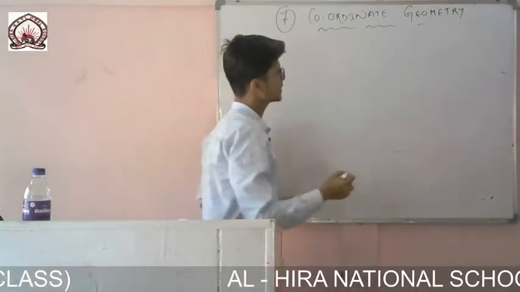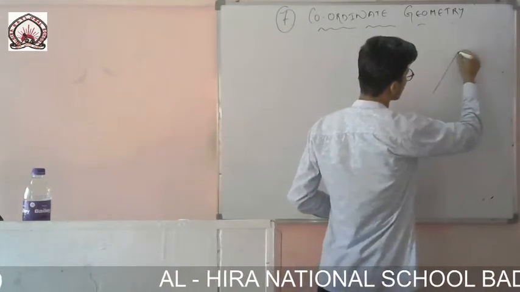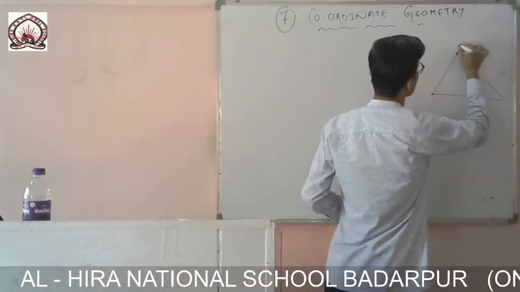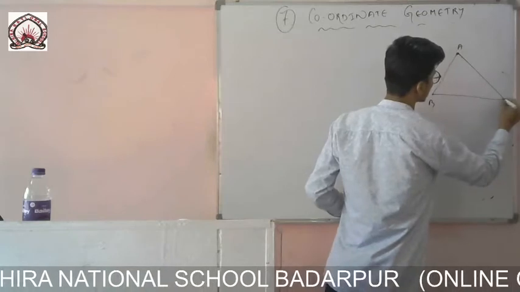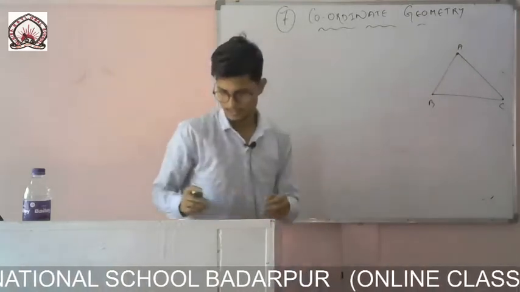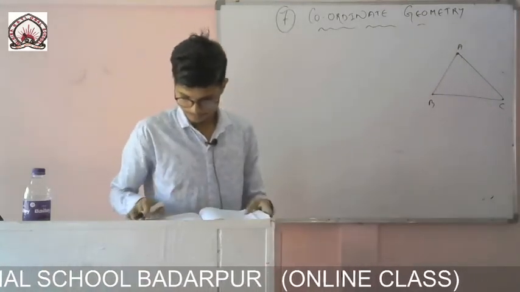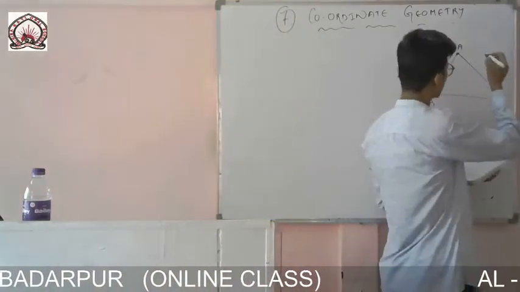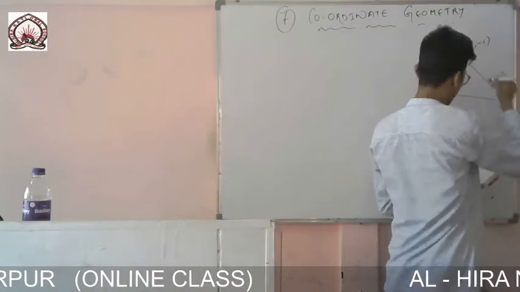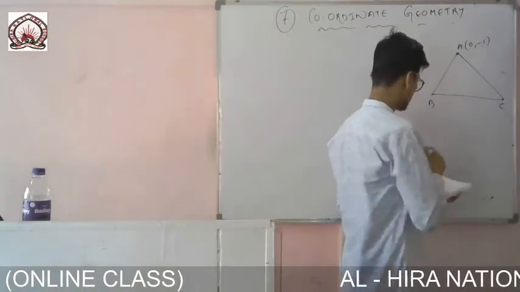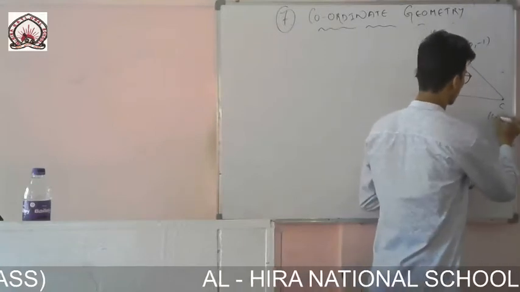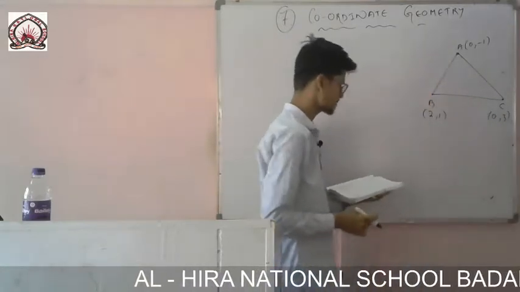So the question is given like this, 3 coordinates are given of the vertices of the triangle. If I name them A, B, C, what are the coordinates given? Let me write. First one given 0 comma minus 1, second one given 2 comma 1, then third one given 0 comma 3. So these are the vertices of the triangle.